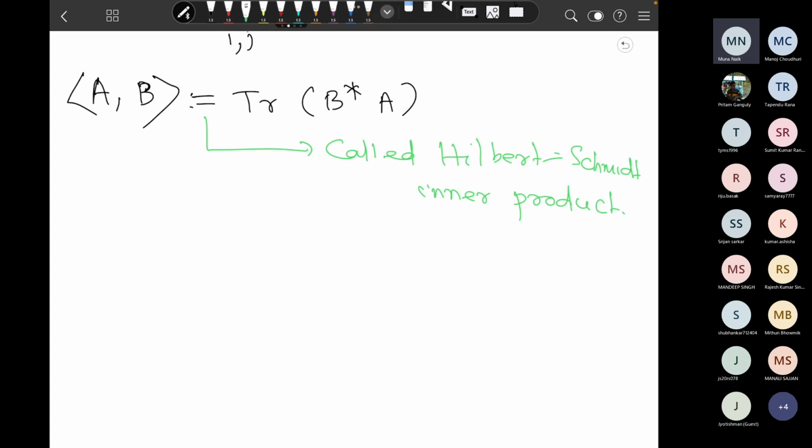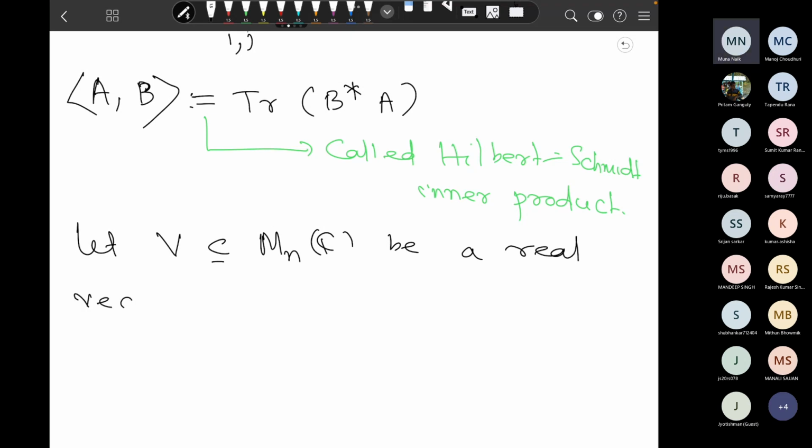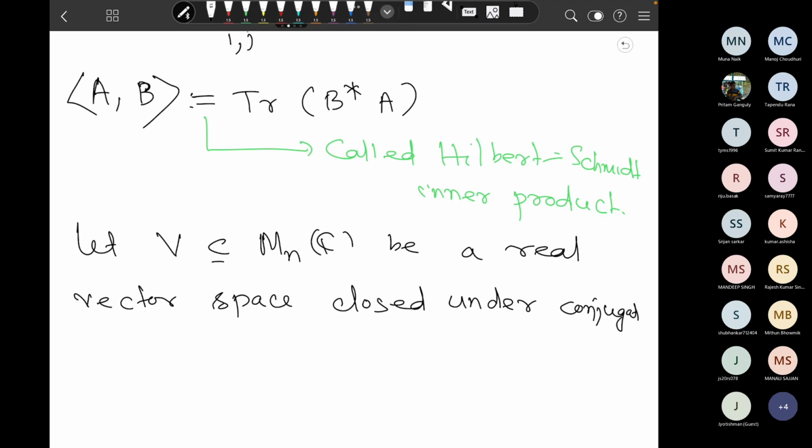Now the thing is, let V be a subset of M_n(C), a real vector space closed under conjugate transpose. I'm not assuming that V is a subset of M_n(R). I'm just saying V is a subset of M_n(C), which is real and closed under conjugate transpose.